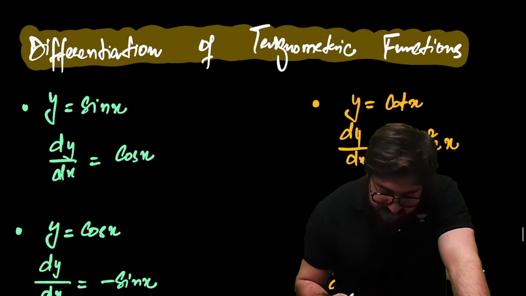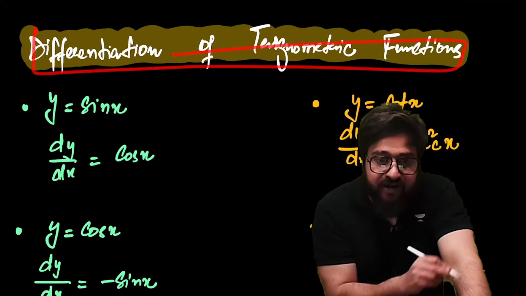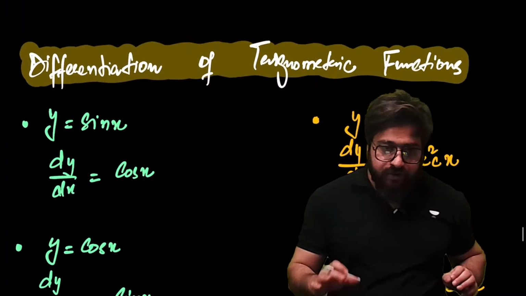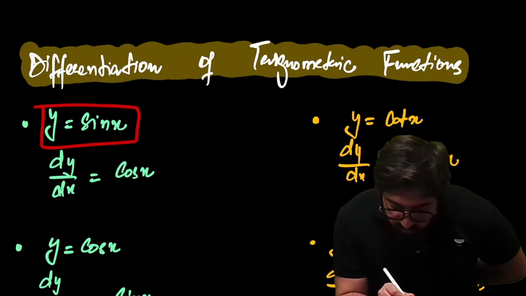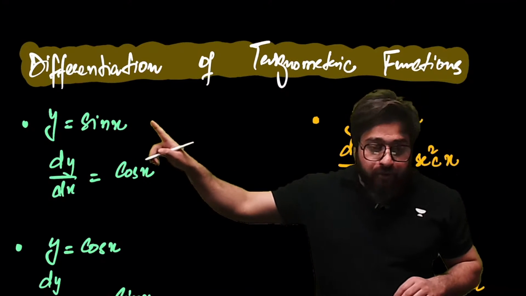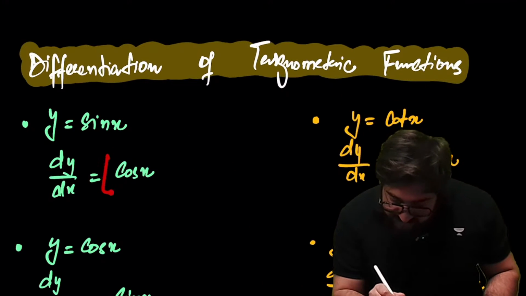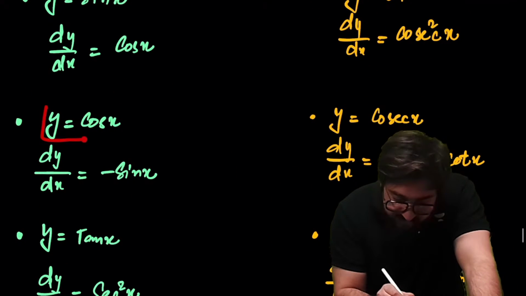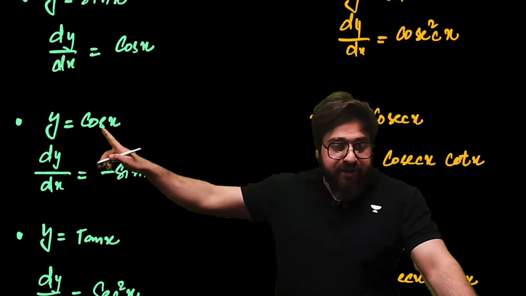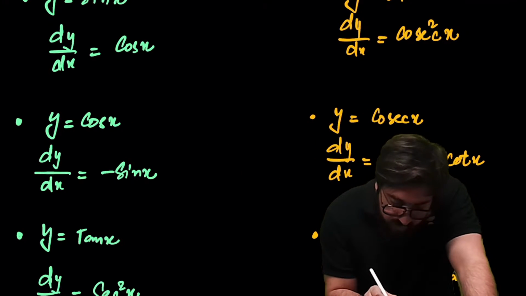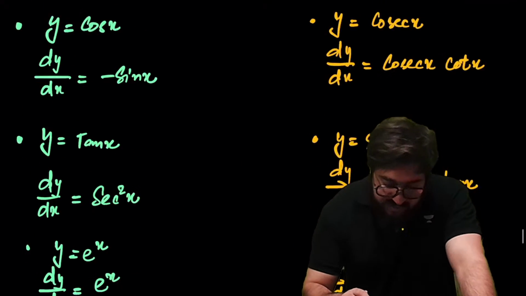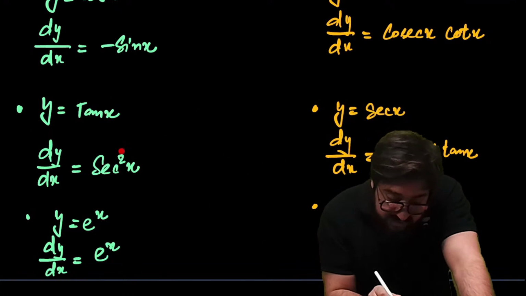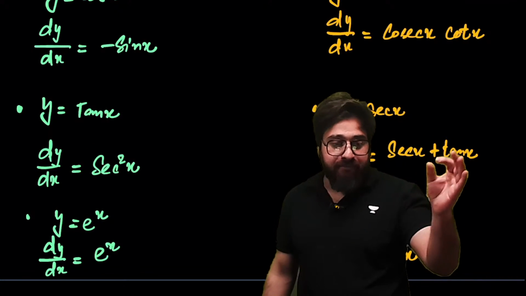Now, differentiation of trigonometric functions. Listen to me very carefully. If you have, let's suppose, y is equal to sine x, and you have to differentiate it, the differentiation of sine x is cos x. Similarly, the differentiation of cos x is minus sine x. Similarly, the differentiation of tan x is sec square of x. You have to remember all of these.